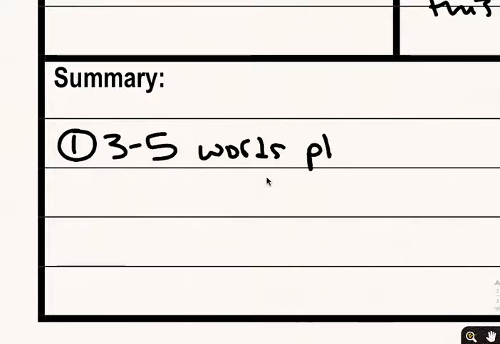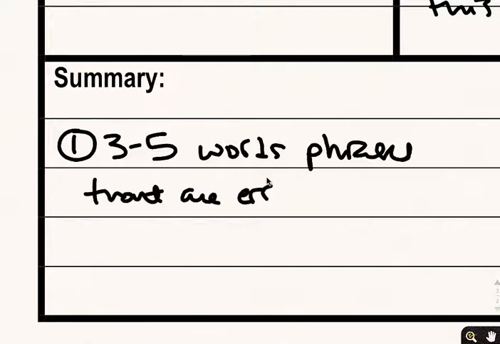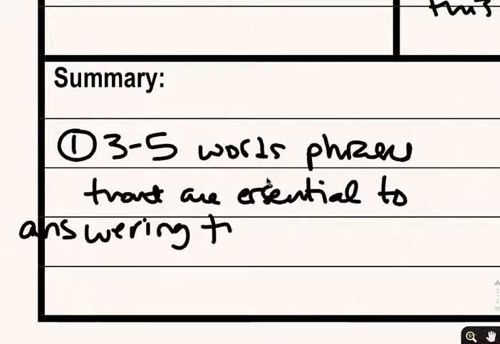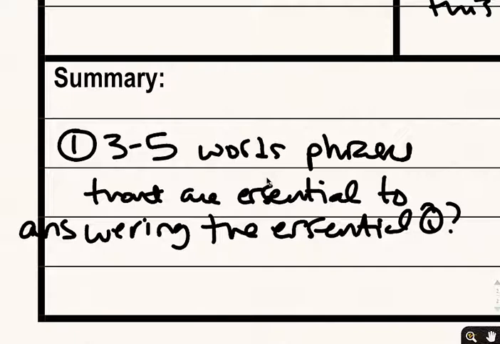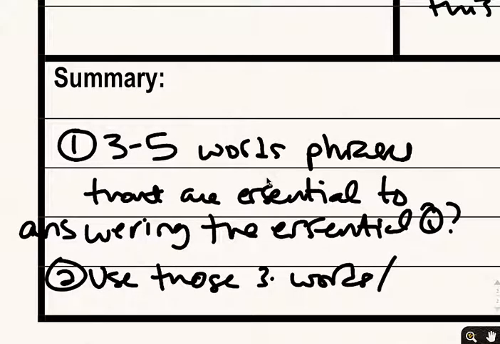So like always, it's up to you to now write a summary of the notes. Again, the procedure for writing a summary of the notes is to choose 3 to 5 words or phrases that are essential to answering the essential question. Okay, and the second thing is to purposely use those 3 words or phrases in the summary.